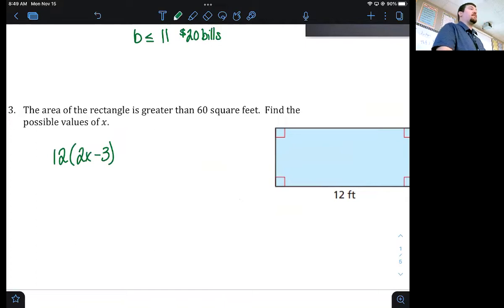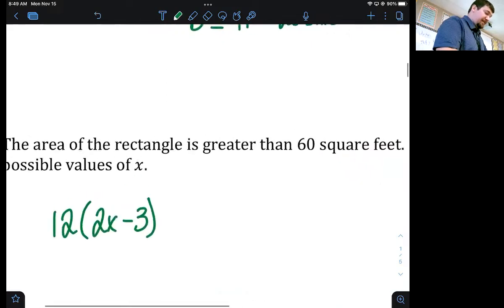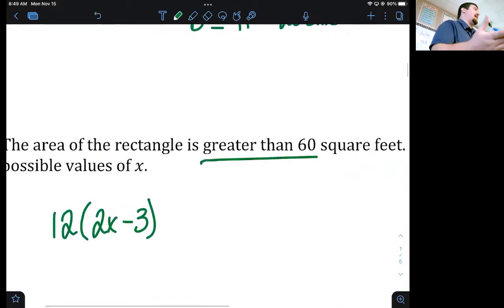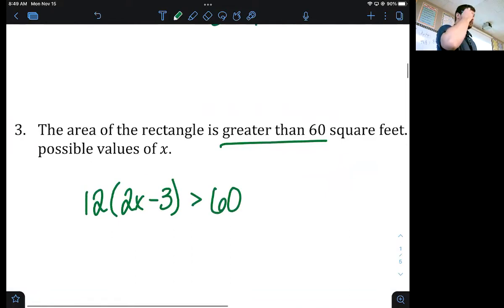I don't have to define the variable because x is just a part of the side of the rectangle. So it's not like it stands for something. Yeah, so multiply these together, and I want my area to be greater than 60. They couldn't have spelled it out any easier for you. I have to use a greater than sign, not equal to, it just says greater than 60. And so there's my inequality.